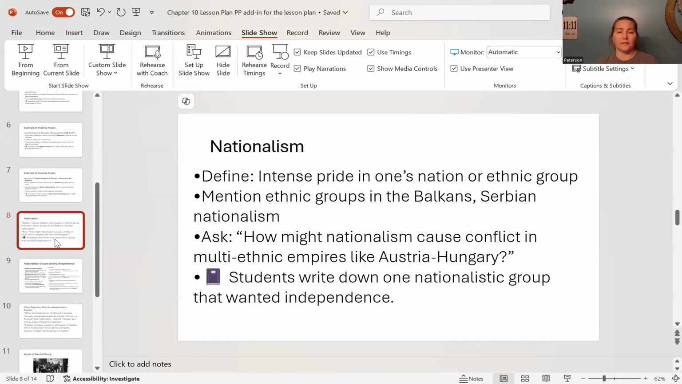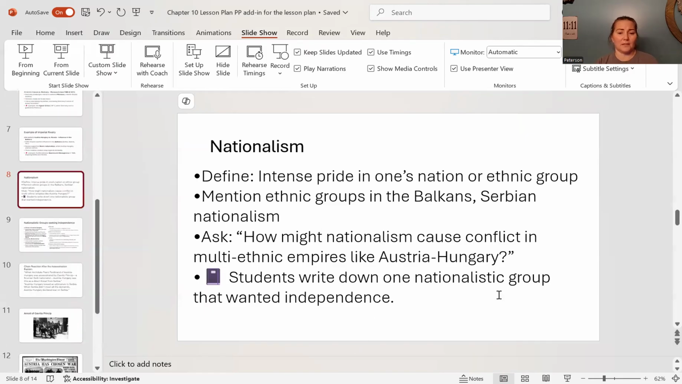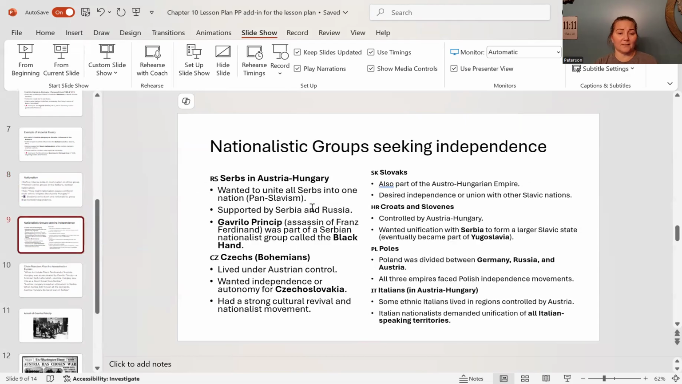Yep. One thinks that they are better than the other. This one thinks they're better than all. So it could cause huge, huge conflict. It says to write down one nationalistic group that wanted independence, an idea of that: Serbs, right? Is one example.